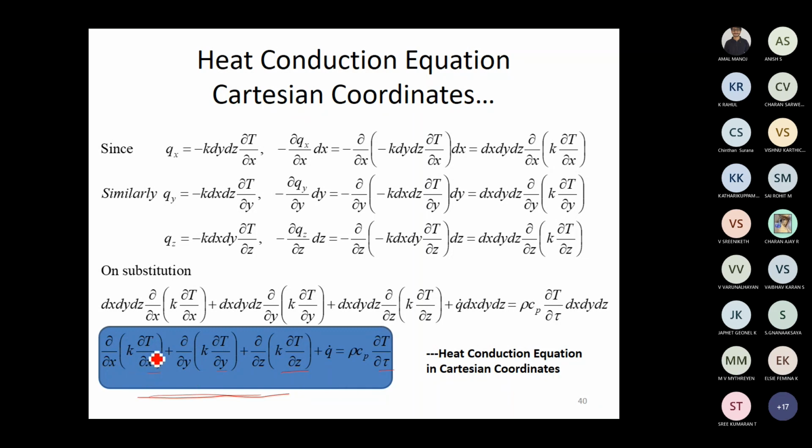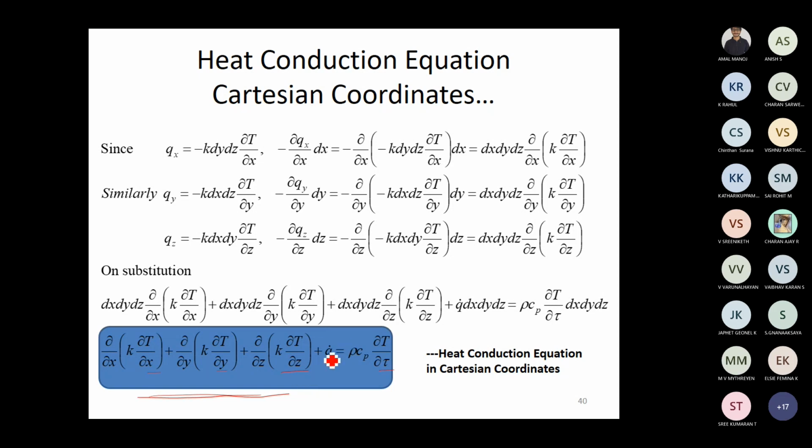Now, if you see this partial differential equation, when you take out k from here, you will see that it will be k multiplied by dou square t by dou x square. That means the dependent variable has a power of 2. So this becomes a second order partial differential equation.